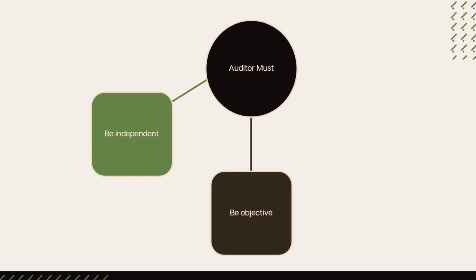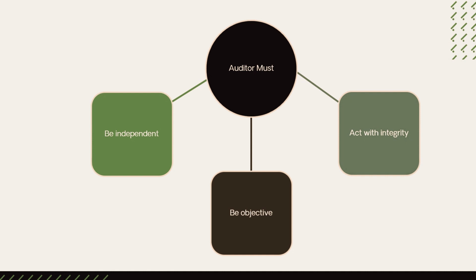They must be objective, so have no personal interests in the outcome of the audit. And they must act with integrity. This means being honest and truthful and dealing with all parties fairly. If anything affects an auditor from being independent, objective, or from acting with integrity, it is the auditor's duty and responsibility to take steps to avoid such conflicts, even to go as far as to refuse the engagement and making the shareholders aware of their reasons.